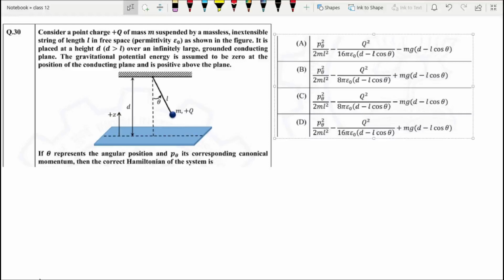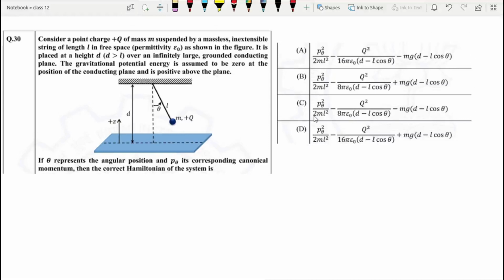In this question, they have considered a point charge of mass m and the charge is positive. It has been hung on an inextensible string of length L. Below this charge, there is a conducting plate placed at a distance of d from the fixed support. They have asked us to find the correct Hamiltonian of this system. P theta corresponds to the canonical momentum and theta corresponds to the angular position.